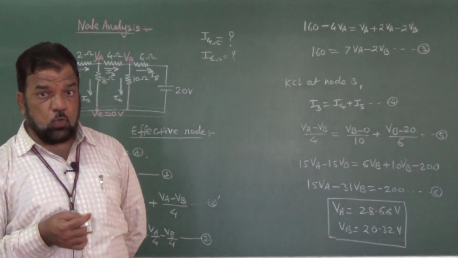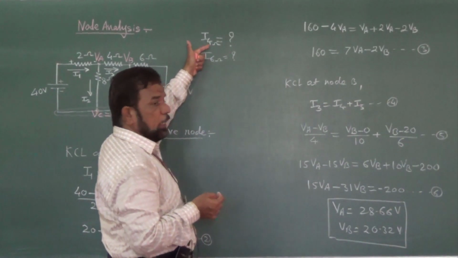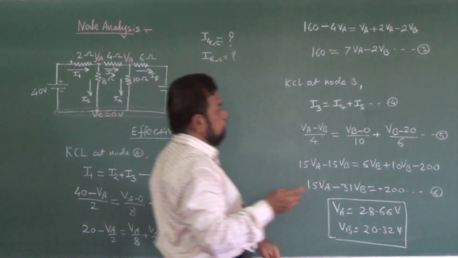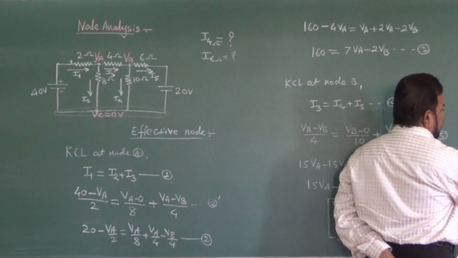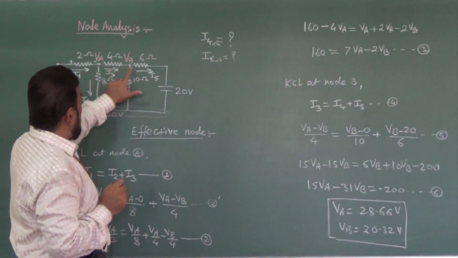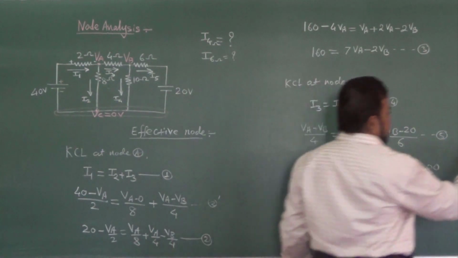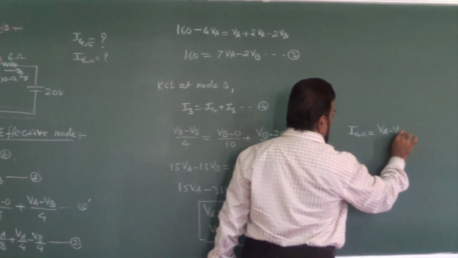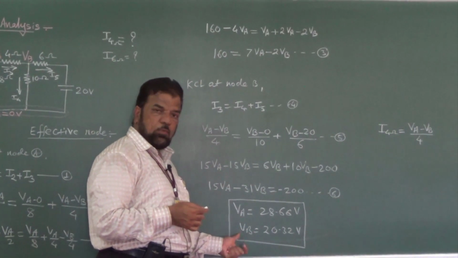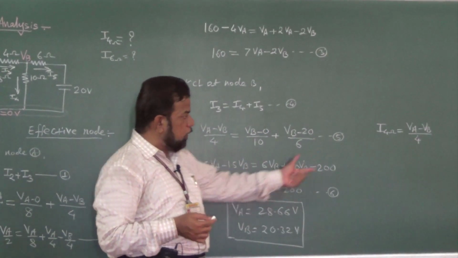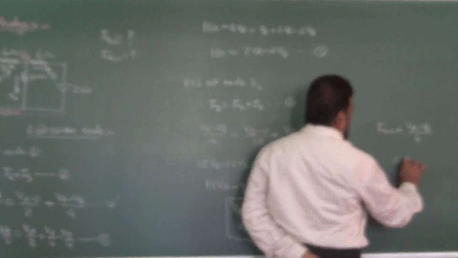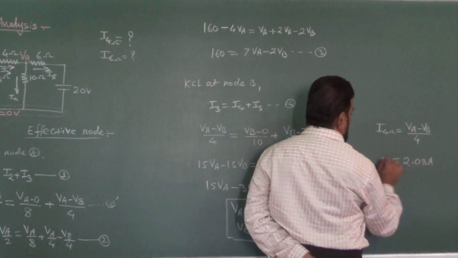The problem is not over, because I have to calculate I4. Now if you look at the 4 ohm resistance, what is I4? The current flowing through 4 ohm is equal to VA minus VB by 4. These equations will give you VA and VB. So if I place these two values here, divided by 4, I can get the value of I4, and that value comes to be 2.08 amperes.